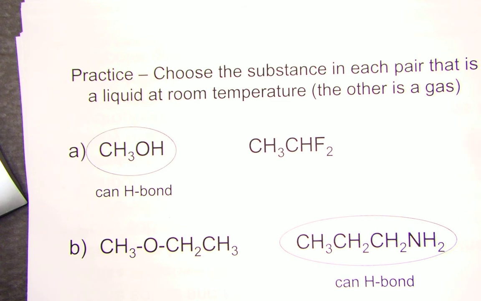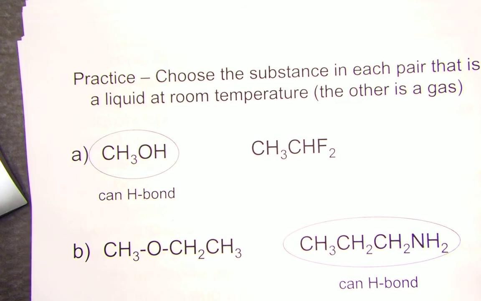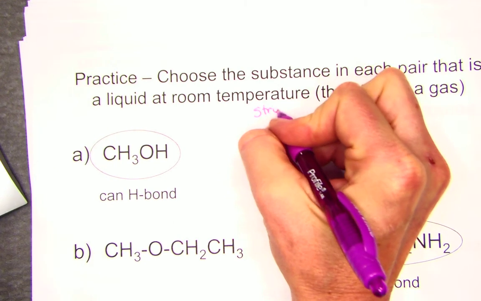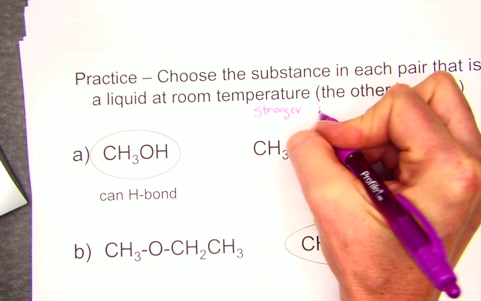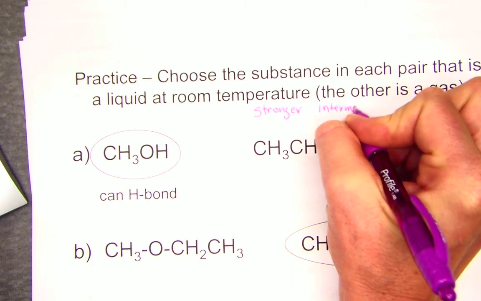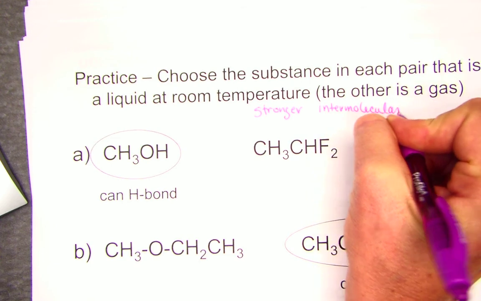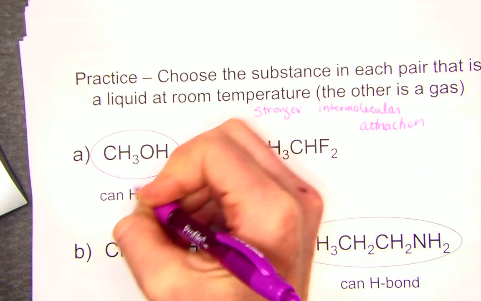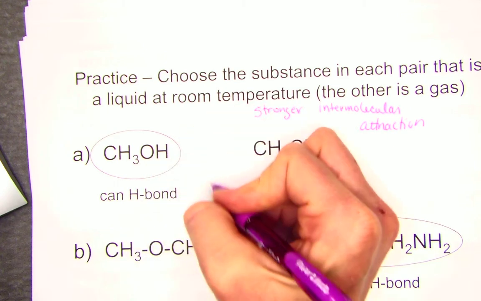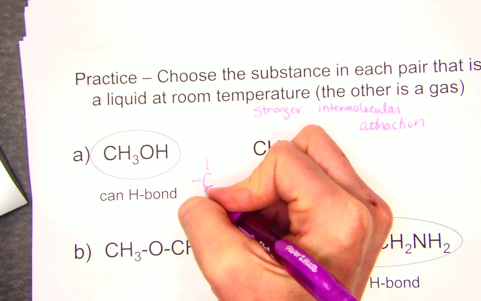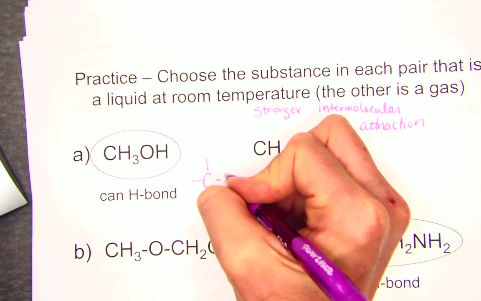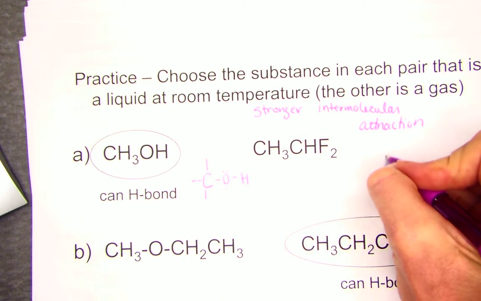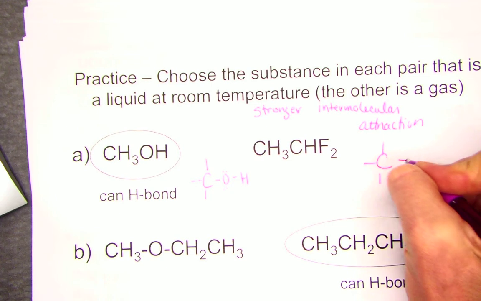Same idea here, choosing the substance in each pair that is a liquid at room temperature. It's asking me which of the two has stronger intermolecular attractions. Here I'm seeing methanol, CH3OH, where the carbon has a single bond to each of those hydrogens and then an oxygen, hydrogen.